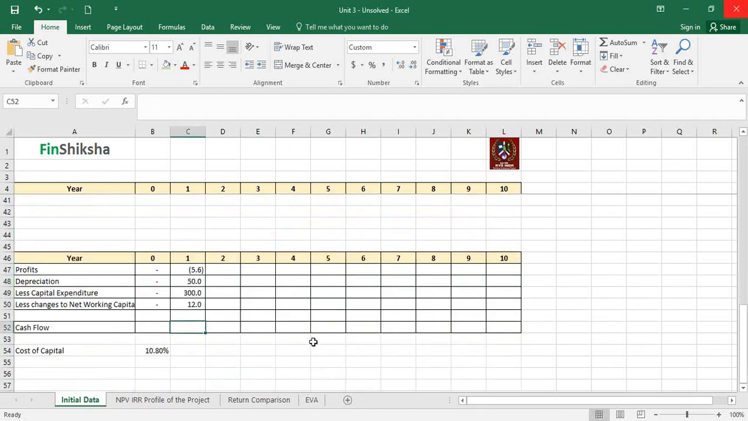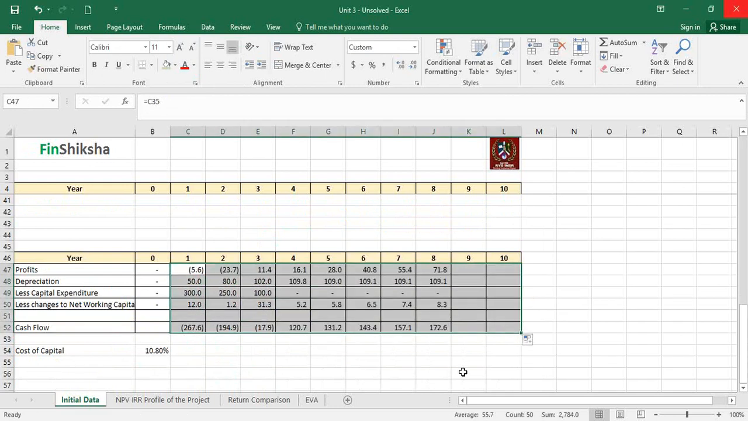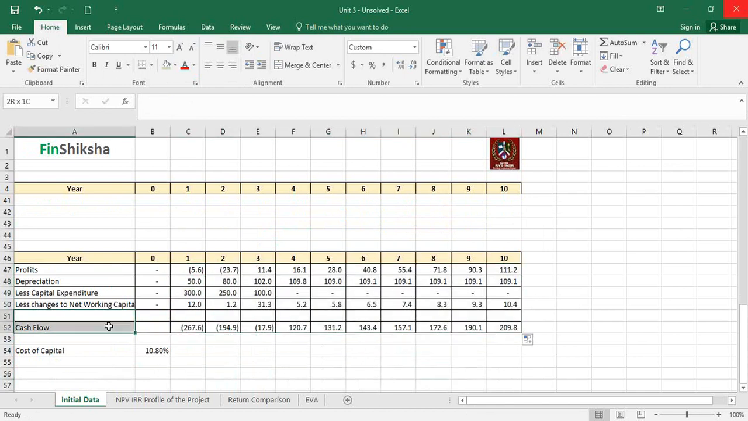Can we calculate the cash flow? That's going to be my profits plus my depreciation minus my capex and minus any changes to net working capital. And we can extend this analysis for the next 10 years, right? That's my cash flows that are available to us at this point of time.